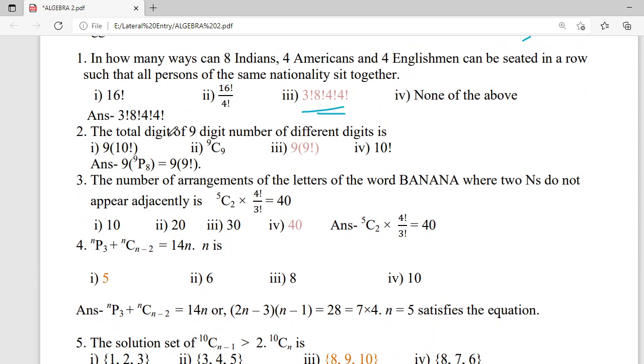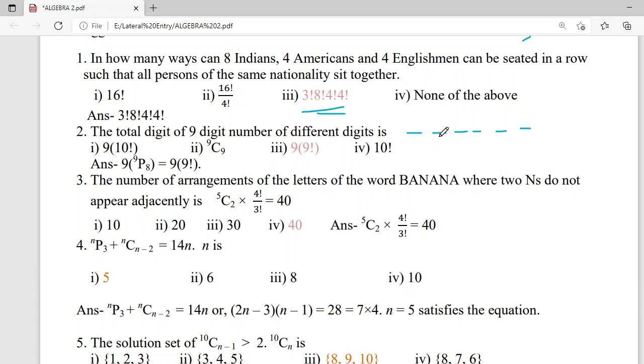Then the total number of 9 digit numbers with different digits. If it is a 9 digit number, then 9 places. We have altogether 10 digits, 0, 1, 2 up to 9. So there are 10 digits. So this 0 you have to exclude in this position, the extreme left position. So you can fill it in 9 different ways.